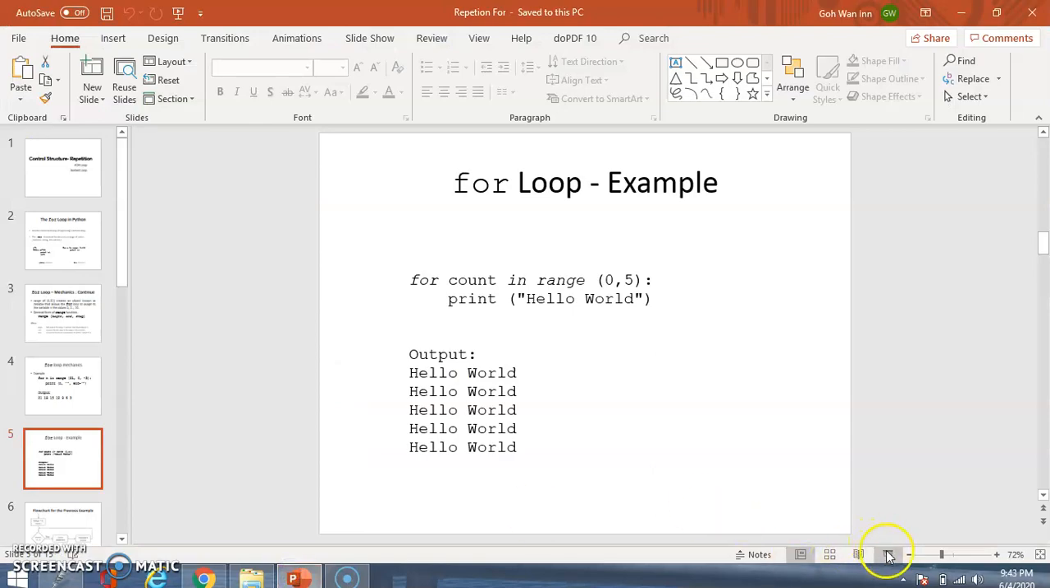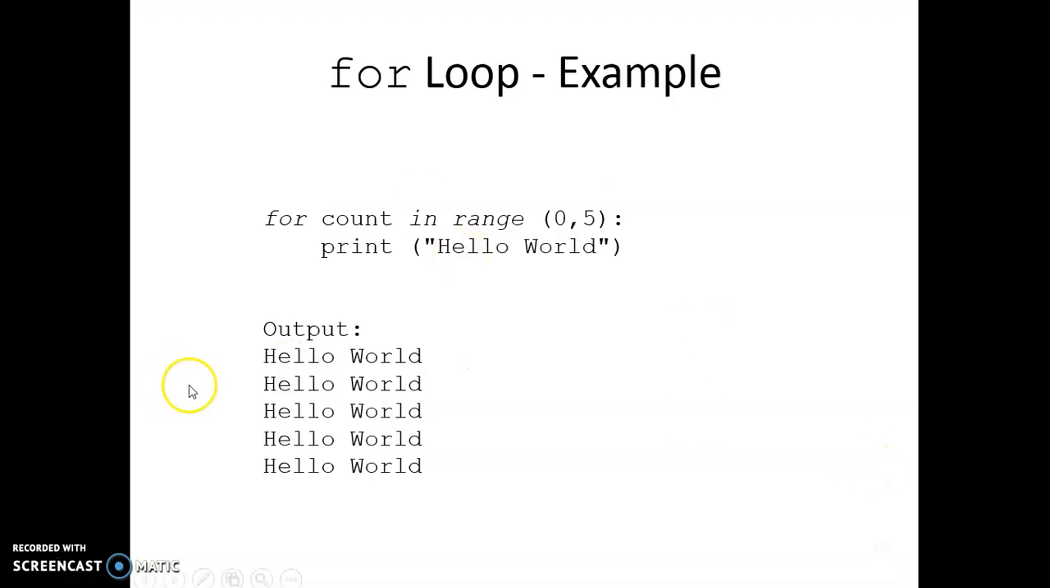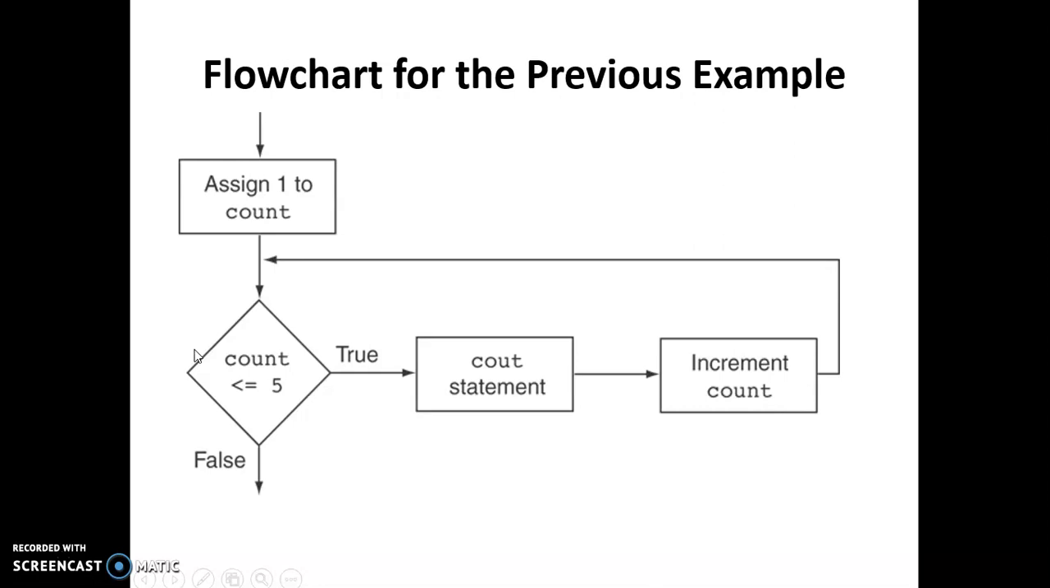Okay, so continuing with the slide. The flowchart is also the same as the while loop. There is no difference. Count is less than or equal to 5. If it's true, then you print the statement. The output here represents the printed statement. Then increment count, and you go back until the condition is no longer true, when count is greater than 5. Then you go to the false branch.